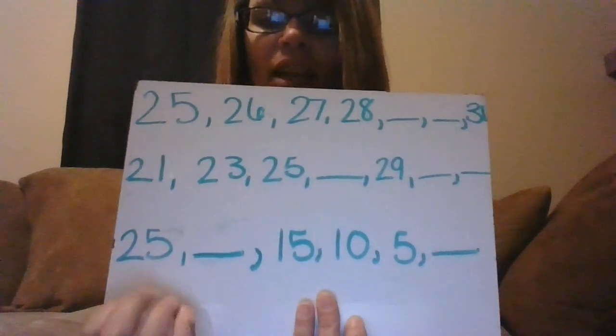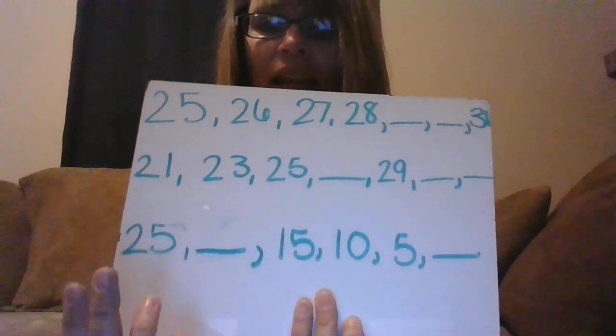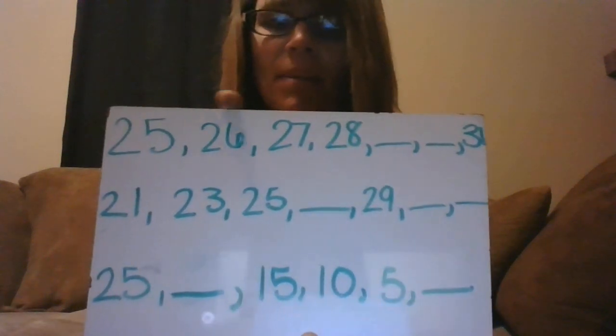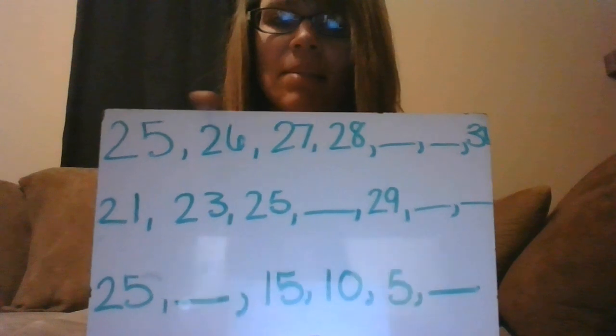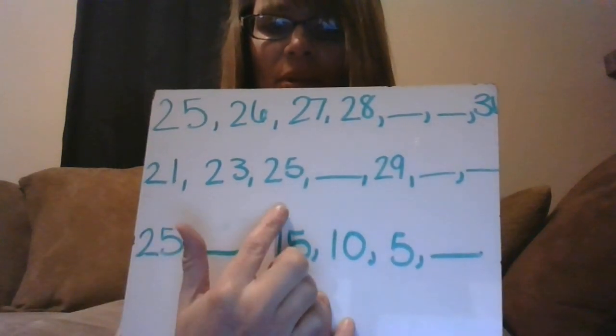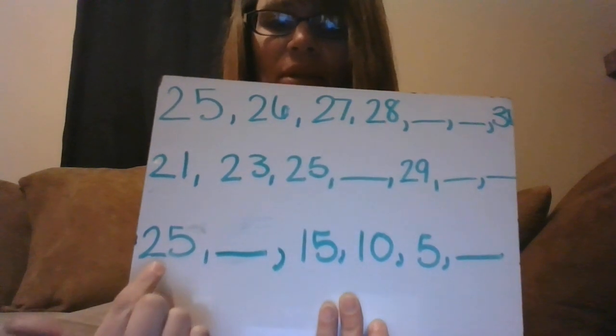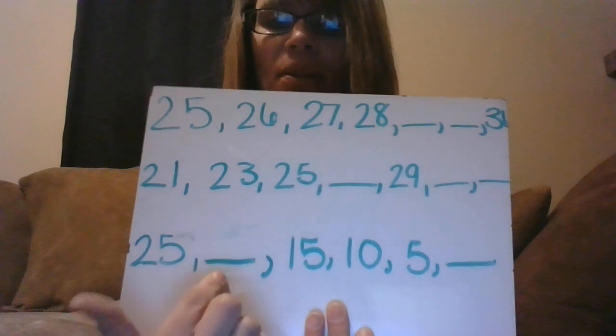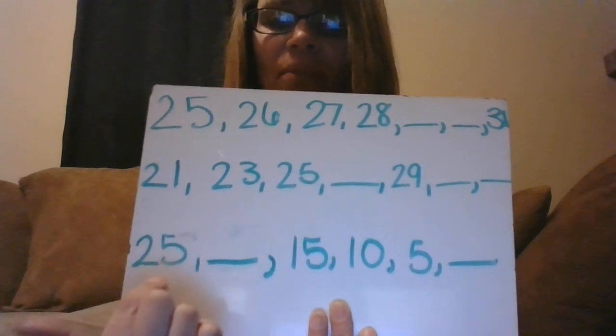Okay, and then your last one's a little bit harder. Okay, when we're doing number patterns, you always need to look for a cluster. Okay, so these number patterns up top, this has a bunch of numbers right here. Okay, this next one, it started off with a bunch of numbers right here. But down here, you only have one number, the number 25. So it's really hard to try and figure out what number is going to come next when you only have one number at the start.